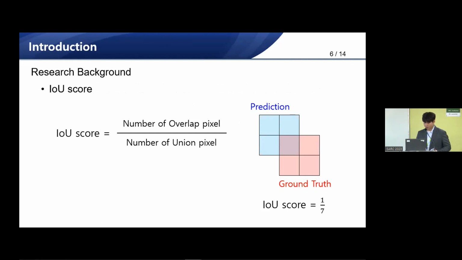To understand the IOU score, let's imagine overlaying the predicted cracks and the real cracks on the image. The IOU score measures how well these two sets of cracks align or overlap with each other. It calculates the ratio of the intersection to their union. So the IOU score provides an objective measure of how closely the model's predictions match the ground truth. For the example case shown on the right, the union is 7 and the intersection is 1, so the IOU score is calculated as 1/7.